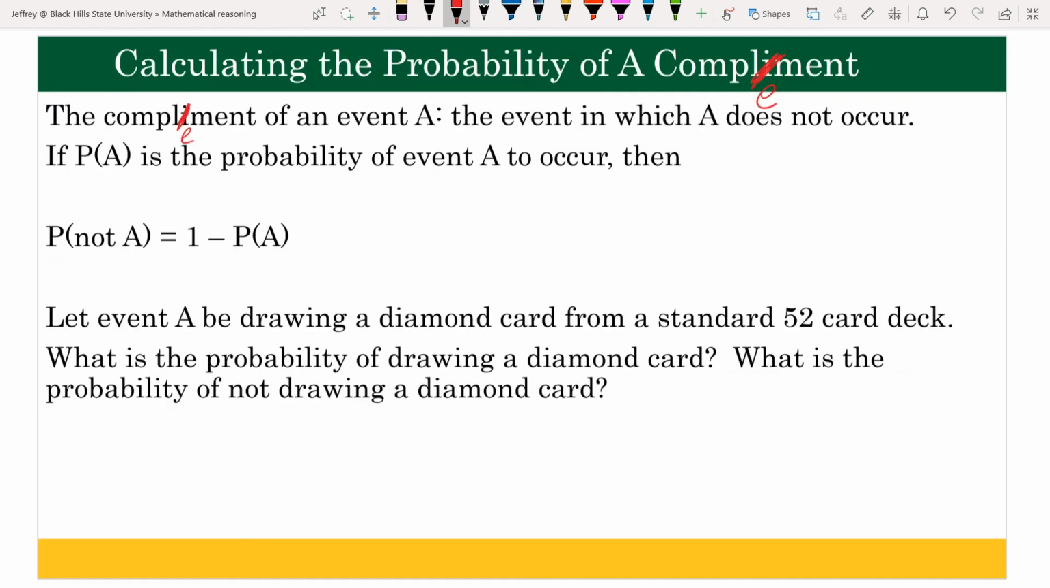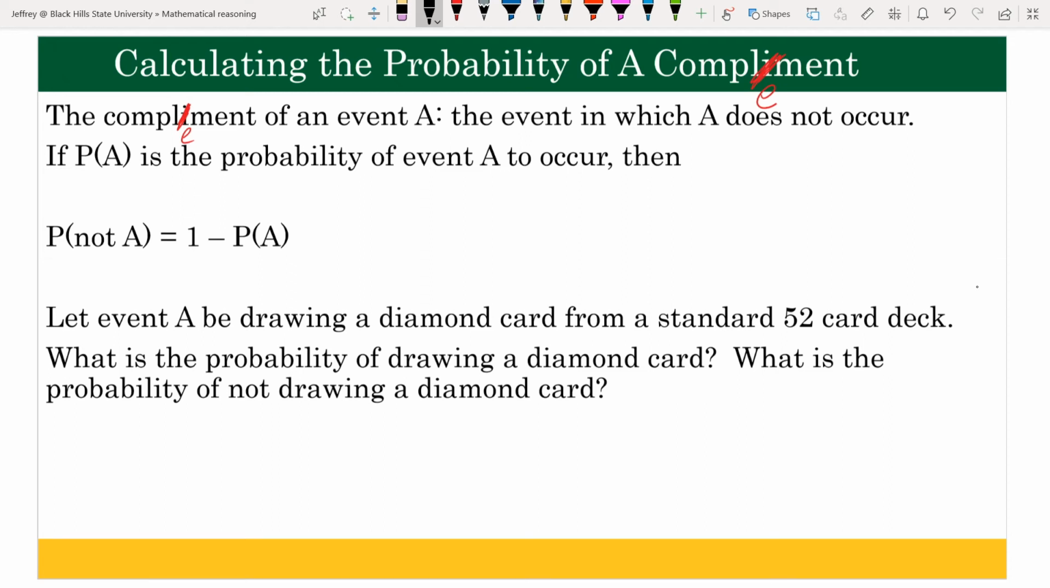So now let's look at the complement of an event. And I do apologize for the spelling error. So the complement of an event A, you can almost think of it as the opposite of that event, meaning it's the probability in which that event does not occur.